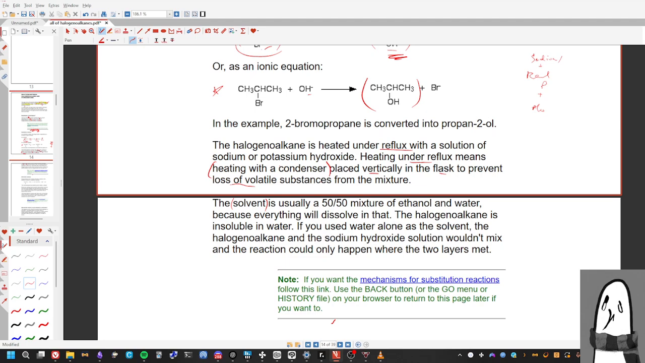Haloalkane is insoluble in water, so it is originally not dissolved in the water. If we use water alone as the solvent, the haloalkane and sodium hydroxide solution wouldn't mix, and the reaction could only happen where the two layers met. So we dissolve this entire thing in the solvent. How then?